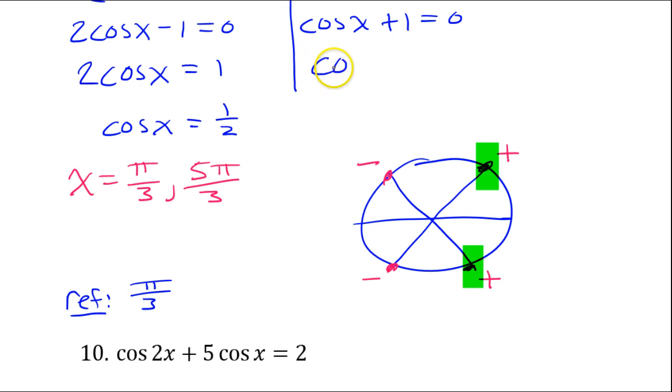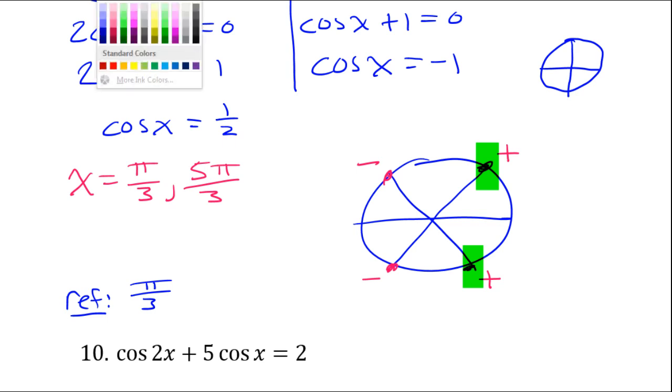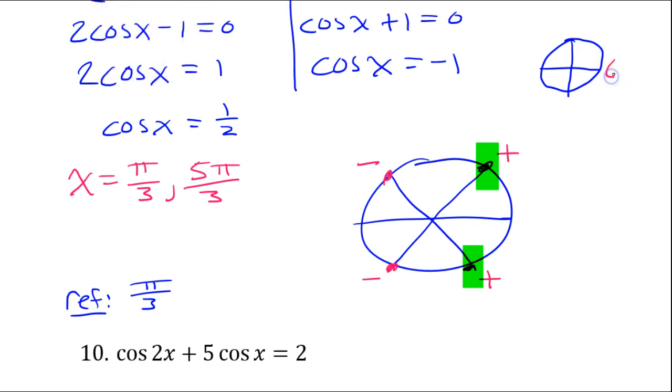Now let's look at this last one over here. Subtracting 1 from both sides, I have cosine x is equal to negative 1. So what about that? Well, we are talking about quadrantal angles now. Over here, this is 1, 0. And up here I have 0, 1. Over here I have negative 1, 0. And down here I have 0, negative 1.